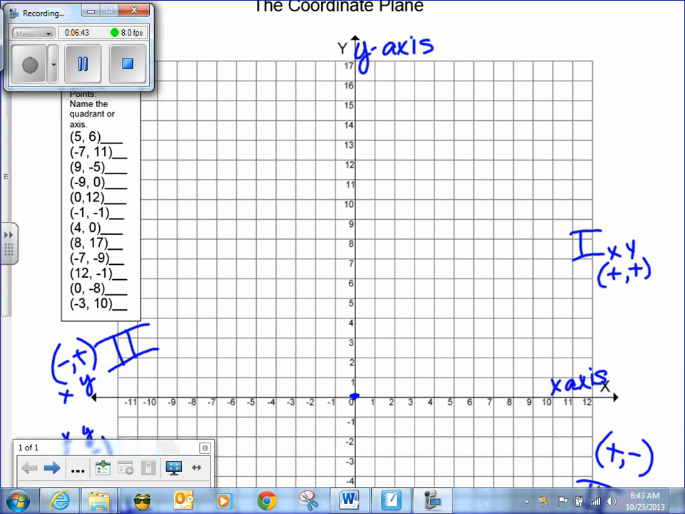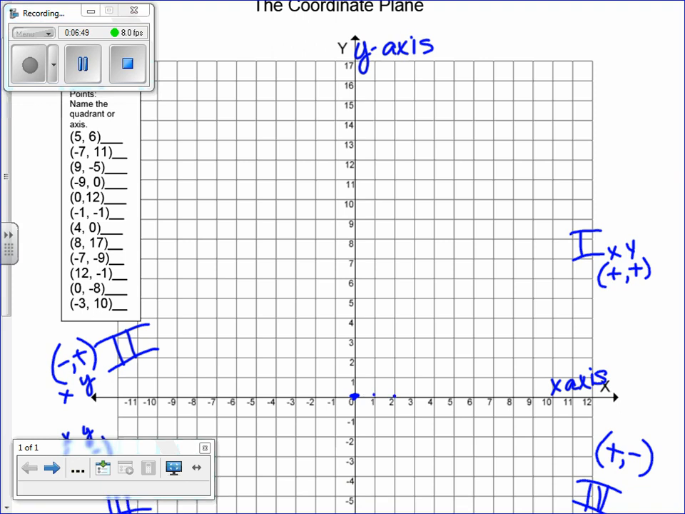So here I have coordinate point 5, 6. I go over to 5, and if you need to, count 1, 2, 3, 4, 5, and then go up to 1, 2, 3, 4, 5, 6. And that's going to be in quadrant 1. -7, 11: 1, 2, 3, 4, 5, 6, 7, up to 1, 2, 3, 4, 5, 6, 7, 8, 9, 10, 11. That's going to be in quadrant 2. And we can label these points 5, 6, and -7, 11.